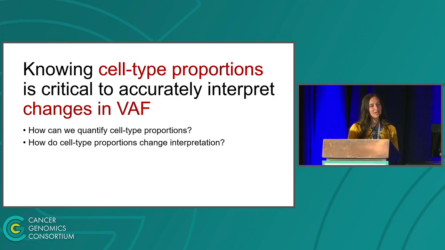So for the remainder of my talk, I'd like to focus just on two questions. The first being, how can we quantify cell type proportions? And the second being, how does knowing cell type proportions change our interpretation of clonal hematopoiesis?